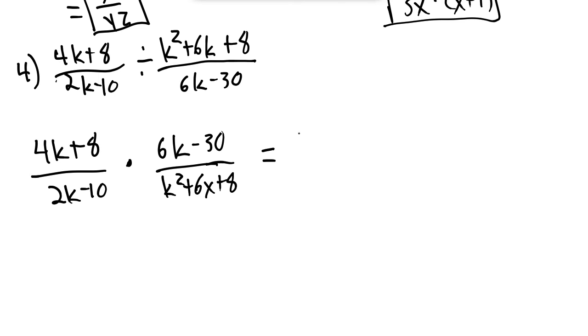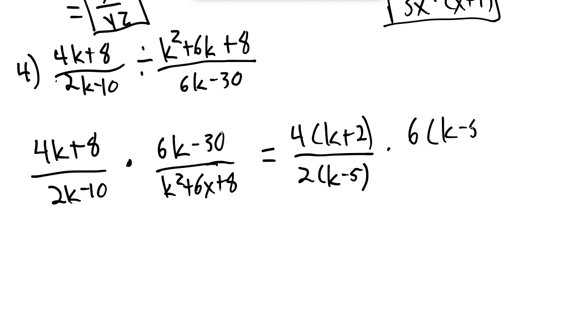We can pull a 4 out of those, so this becomes 4 times k plus 2. We can pull a 2 out of the bottom, so this becomes k minus 5, times, let's pull 6 out from those, we're left with k minus 5. And when we factor this bottom one, we're left with k plus 2 times k plus 4.